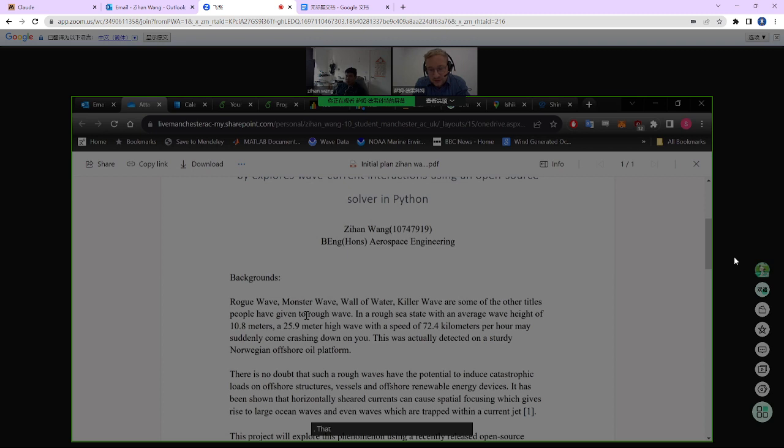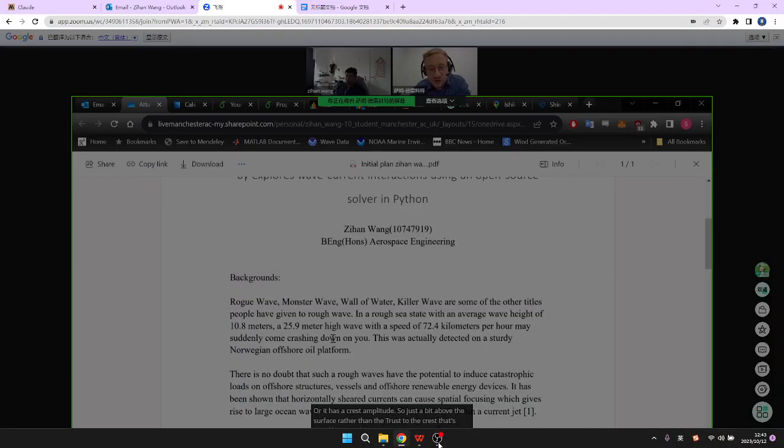But specifically, the definition is that it has a height more than double the surrounding waves, the significant wave height, they say. Or it has a crest amplitude, so just the part above the surface rather than trough to crest, that's over, I can't remember, 1.4 times. So there's a specific definition for a freak wave and a rogue wave.